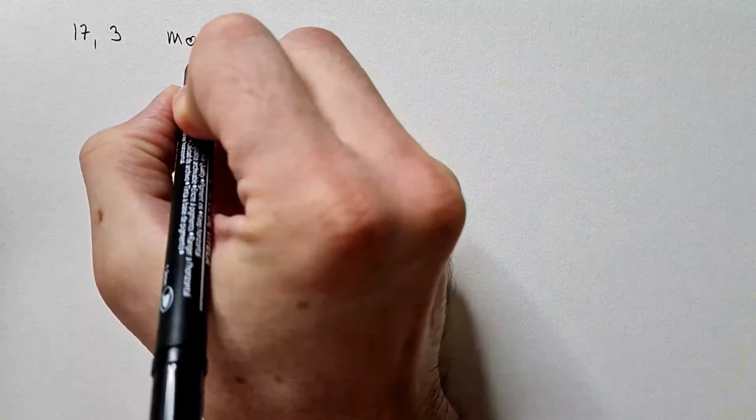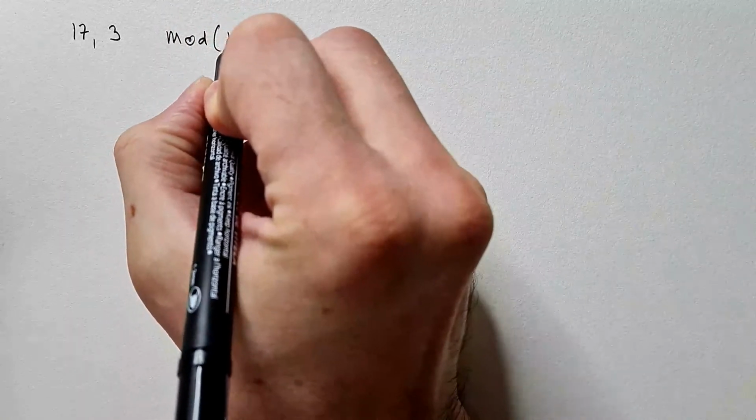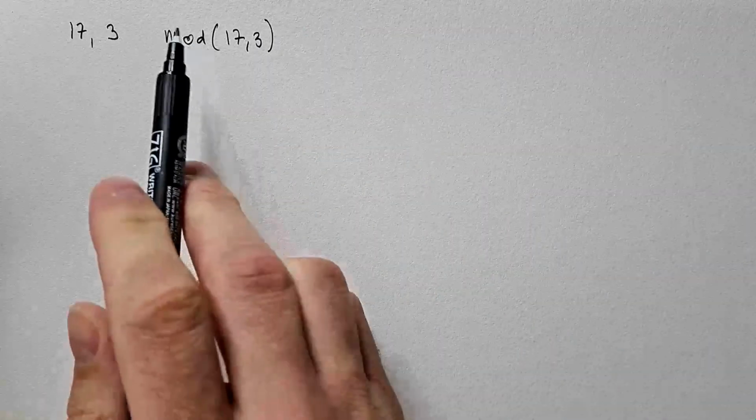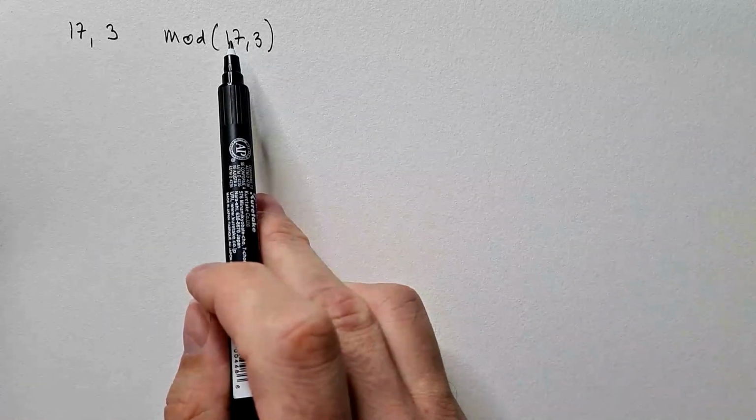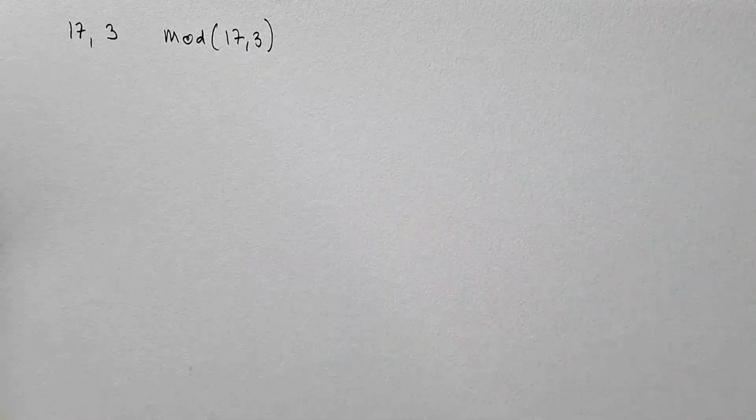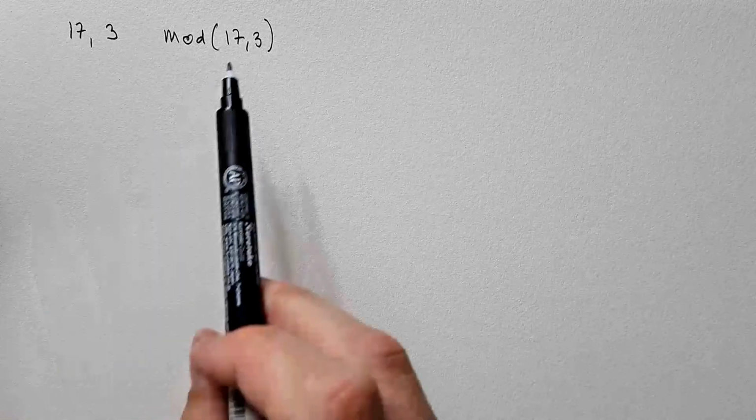I have two numbers, let's say 17 and 3. What is modulo of 17 and 3? We use mod to represent modulo, and when we write it like this, the first number is called dividend, the second number is divisor. This is how I would explain modulo of 17 and 3.